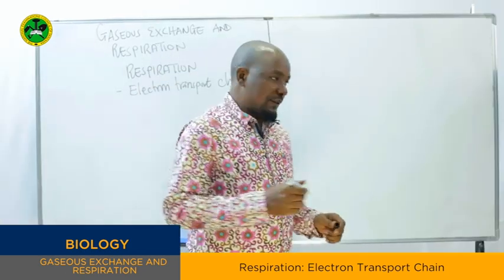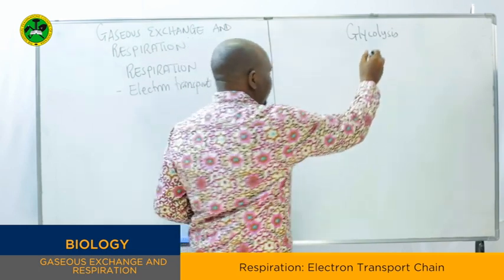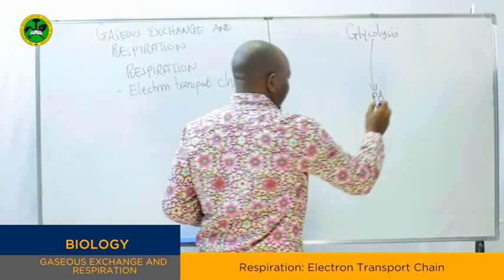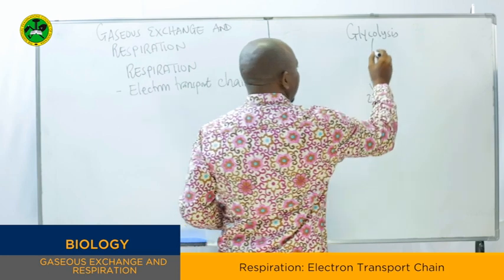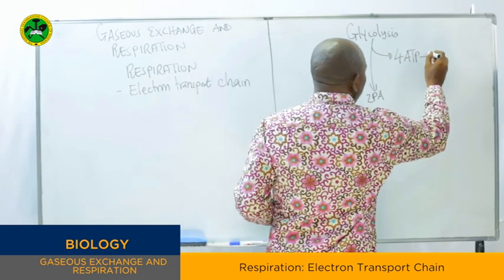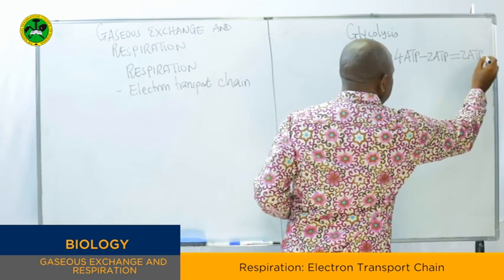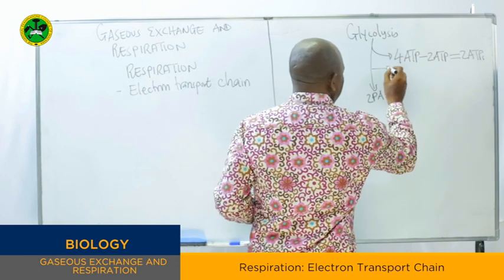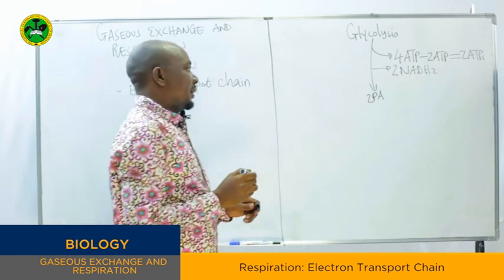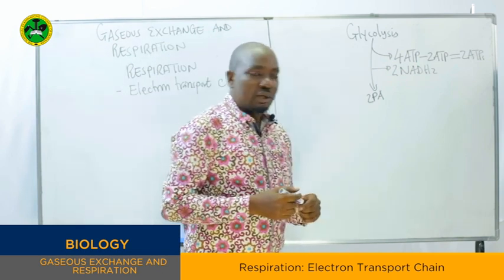The product of glycolysis: it produces two pyruvate molecules, and produces four ATPs, in which two are paid back for the initiation process, so we remain with a net of two ATPs. Then two reduced NAD are produced. These are the energy carrier molecules, which are then taken into the electron transport chain.